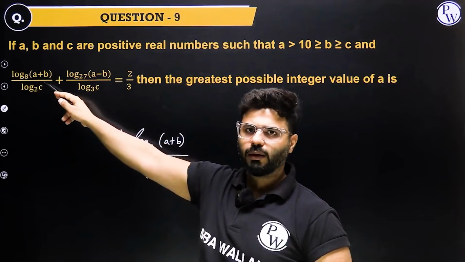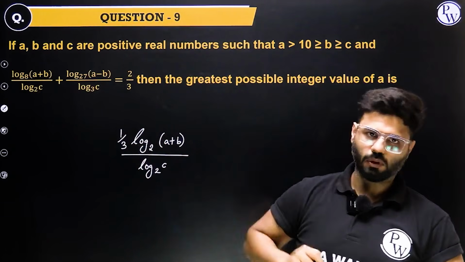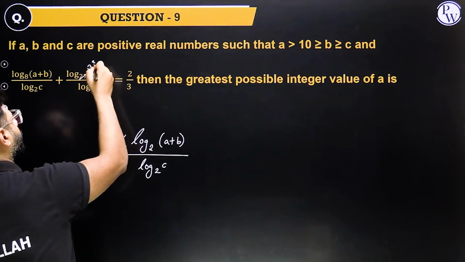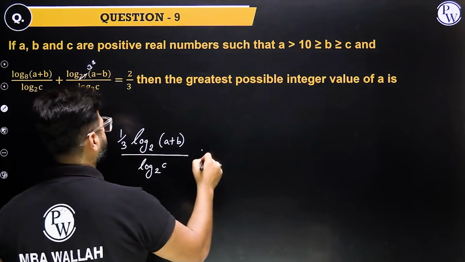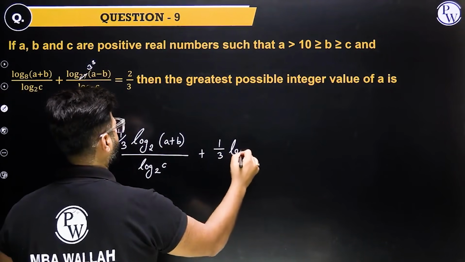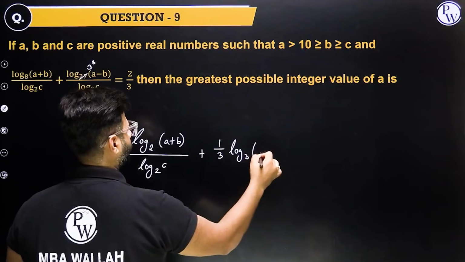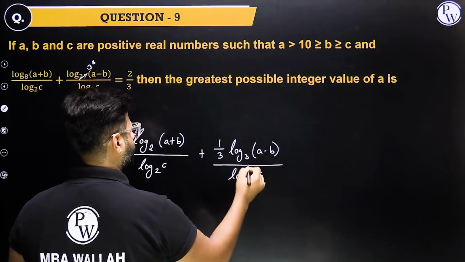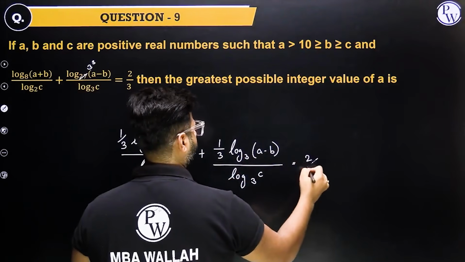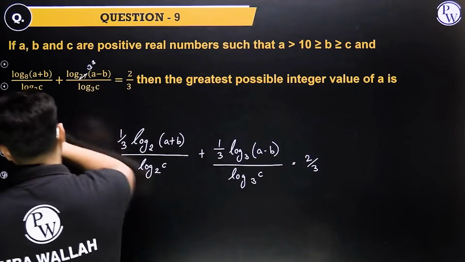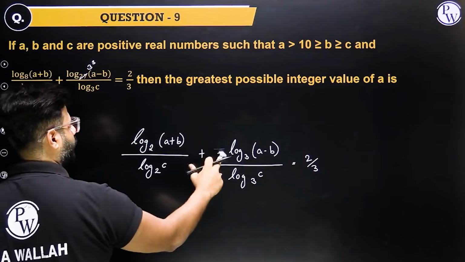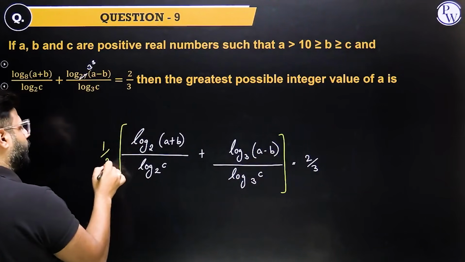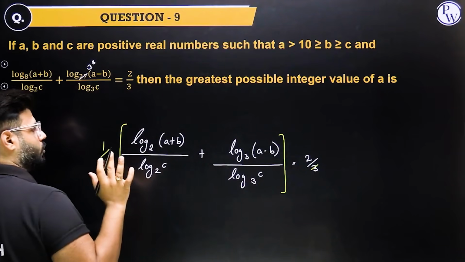So 8 is 2 to the power 3. The power of the base goes back, becomes reciprocal. Similarly, I'll do over here. 27 is nothing but 3 to the power 3. This 3 will go back, becomes 1 by 3. So you have 1 by 3 log base 3, A minus B. And in the denominator, you have log 3 base 3. Now the bases are again same. On the right hand side, you have 2 by 3. 1 by 3 is common, right? Let's get rid of 1 by 3. Take it common, write down here 1 by 3. 3 gets cancelled and that's sorted.